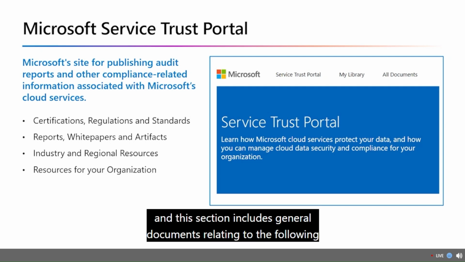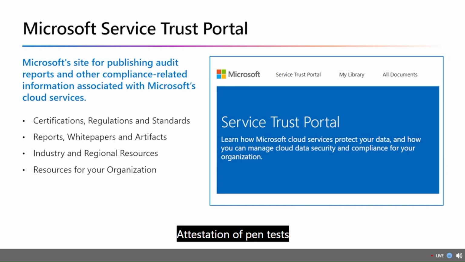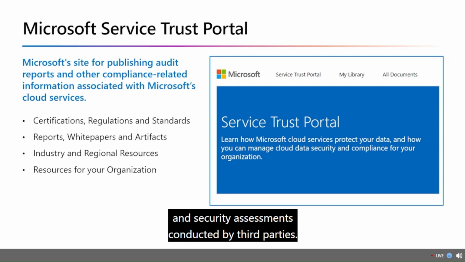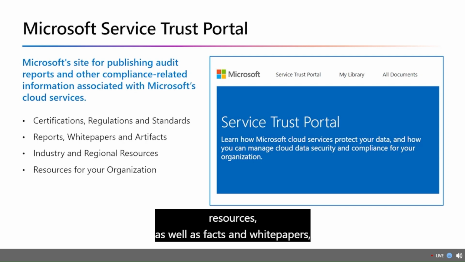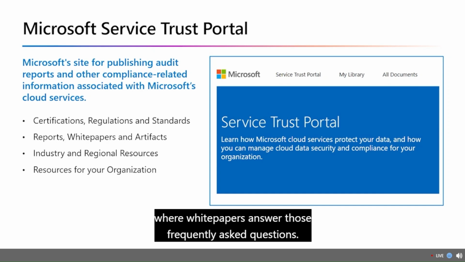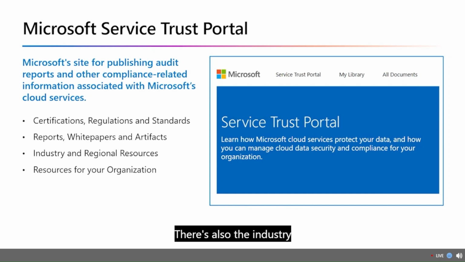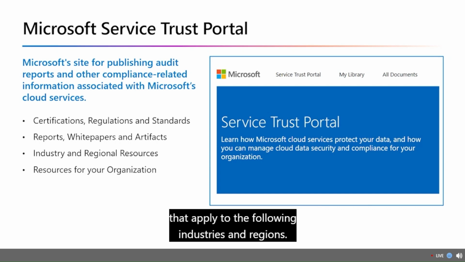And this section includes general documents relating to the following categories: BCP and DR, so business continuity and disaster recovery, penetration test and security assessments, so attestation of pen tests and security assessments conducted by third parties, privacy and data protection, so privacy and data protection resources, as well as facts and white papers, where white papers answer those frequently asked questions.